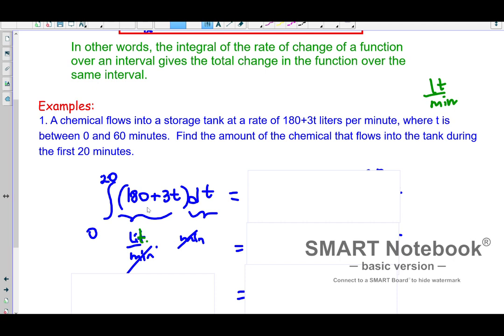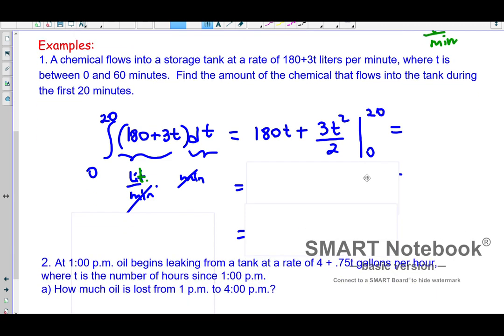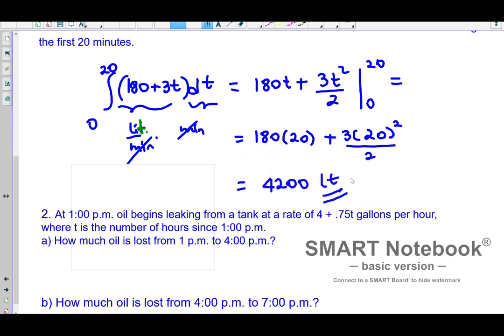So, the integrals are usually going to be relatively simple ones, like integral of 180 is 180t, integral of 3t is 3t squared over 2, and limits are going to be from 0 to 20. So take a moment to plug those in and come back to check your answers. So plugging in 20 for t, and when you plug in 0, you get nothing, right? If you simplify all of that, you will have 4,200 liters. All right, a couple more examples.